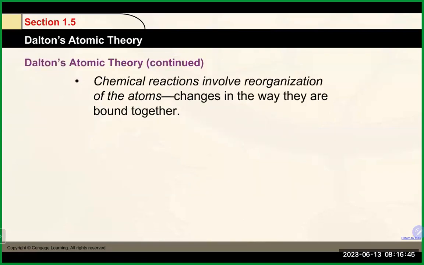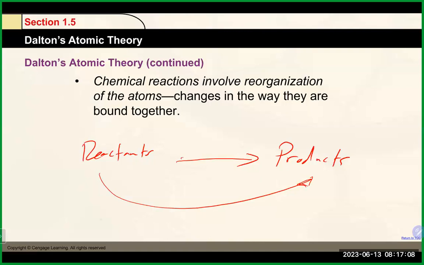He also said that chemical reactions involve the rearrangement of the atoms, changes in the way they are bound together. And that really is what happens in a chemical reaction. In a chemical reaction, what we start with are our reactants. What we end with is our products. And really the only thing that happens as we progress that way is we break all the bonds on this side, and then we make new bonds on this side. And that's really, as we will talk about, only involving electrons in that process.